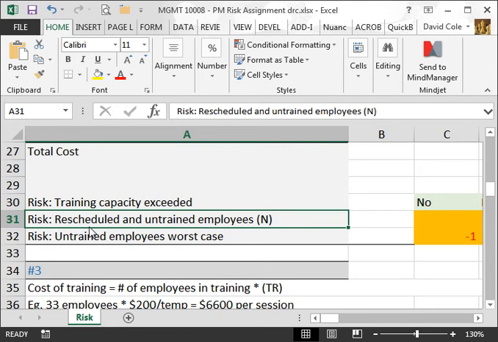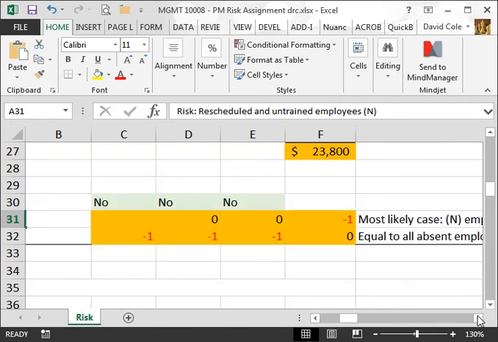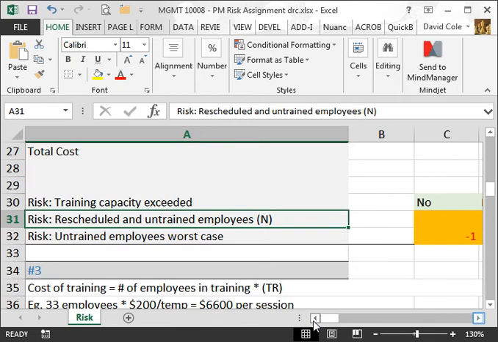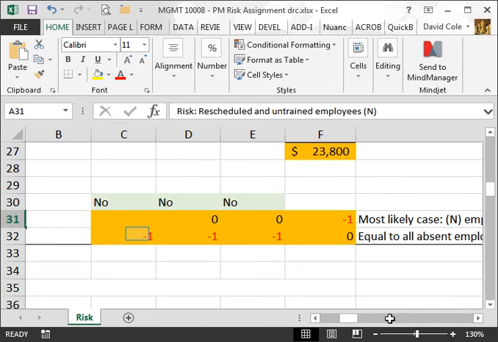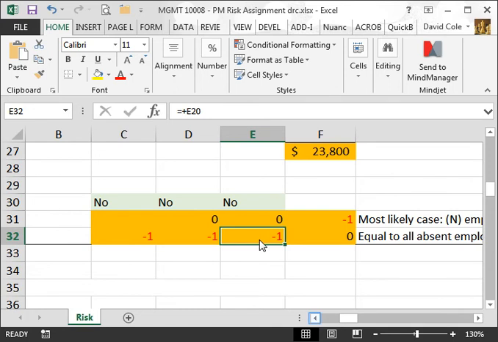We have a section called Rescheduling of Untrained Employees. And again, we look at the details by day. So for the 3 days of training, we have 0 and 0. And untrained employees worst case scenario, you can see that if we can't reschedule those, we end up with 3 untrained employees, worst case scenario.